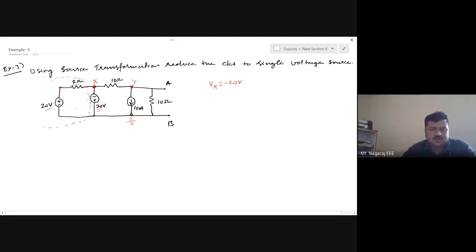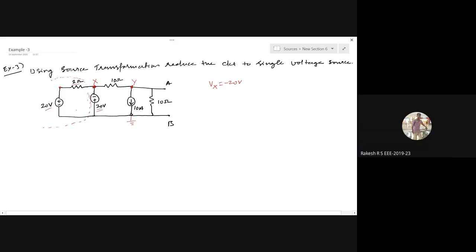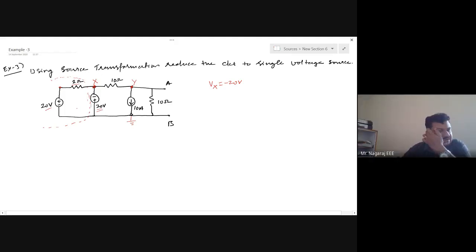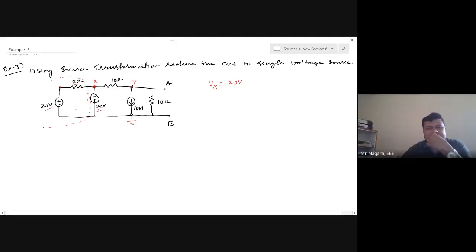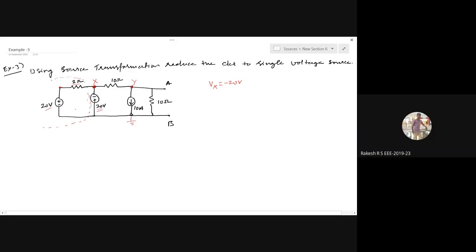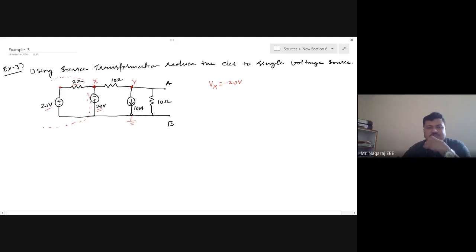Sir, I have a small doubt. Yes, please. Sir, 20 volt and 2 ohm are in series. Yes. And 20 volt and 10 ohm are in series, no, sir? No, no. There is a node here, node X. When there is a node, these two things will not come in series. Directly I cannot take them in series.